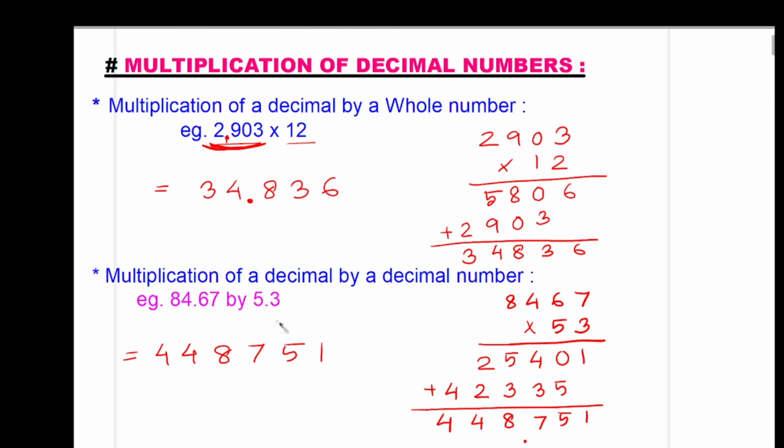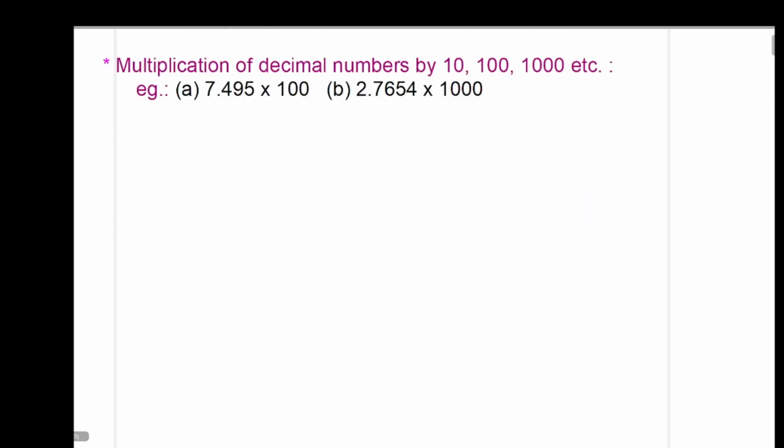Now see here, before how many digits? There will be a point, 1 here and 2 here. In total before how many digits? 1 plus 2, 3 digits. So whatever answer you get, from the right-hand side you just put the point before 3 digits. So it will be 448.751. Don't read it as 751. You have to read 448.751. Okay.